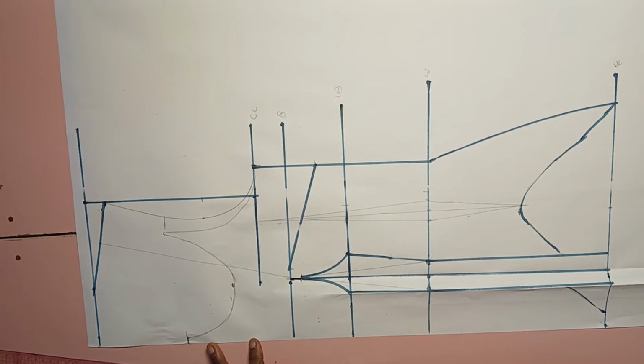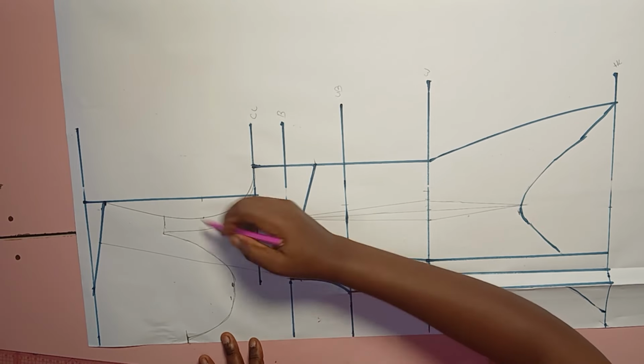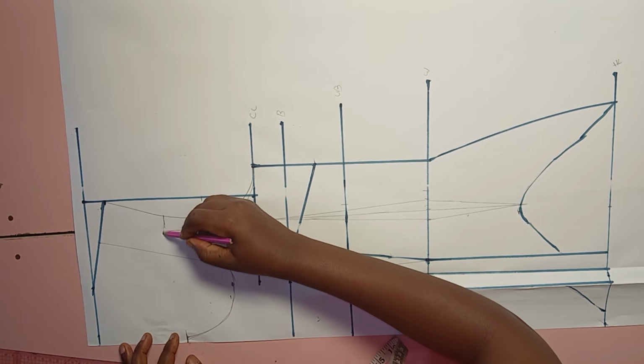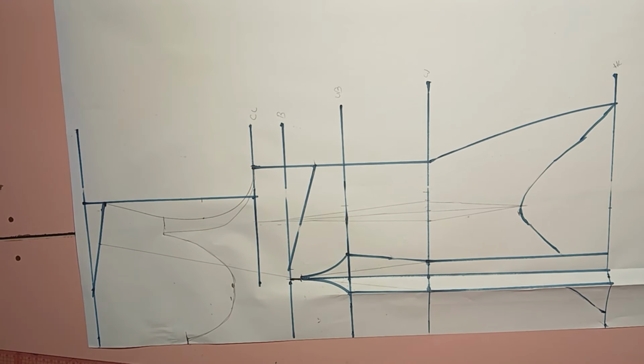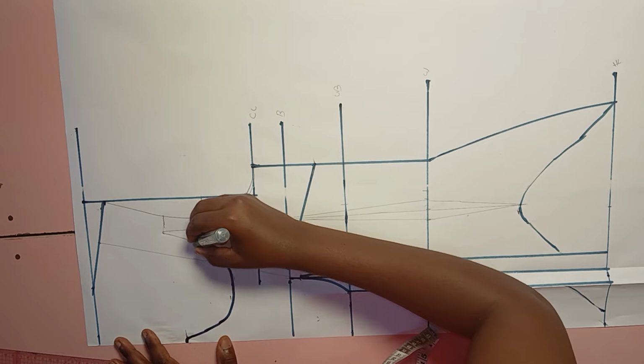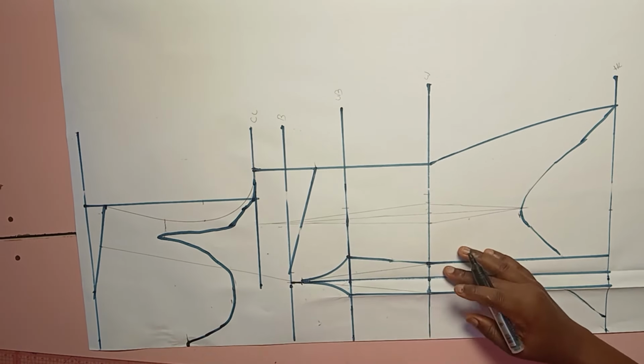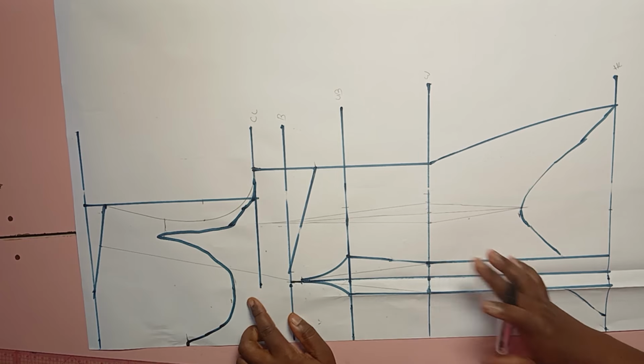If you look at it, it looks like a double U. So this is the single U for this part. By the time you do it on the other side, it will give you a complete double U. So let me highlight it. Something like this for the neckline here.